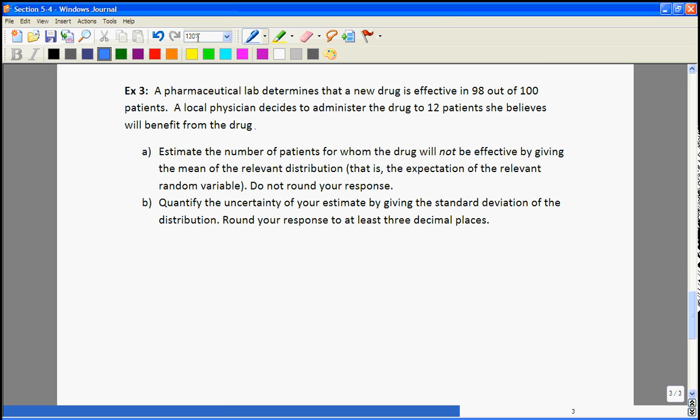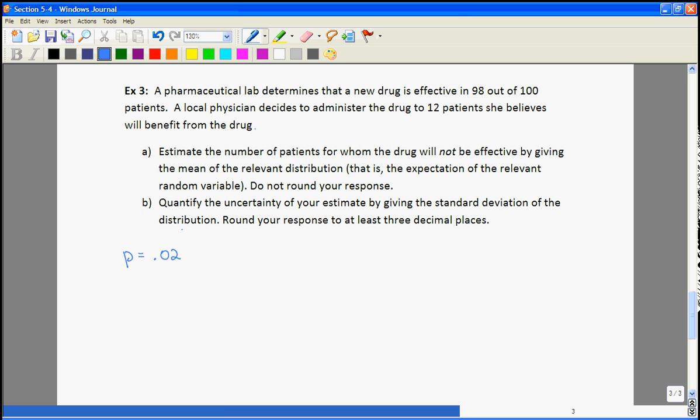Let's just stop right there. Now, the way the numbers were presented to us, we were talking about the drug being effective. But in Part A, they're interested in the drug not being effective. So we have to switch our perspective here. If I'm talking about the probability that it will not be effective, that means p is equal to 0.02. And that's what I want to set up. So it's like I want to be successful at not being effective, if that makes any sense.